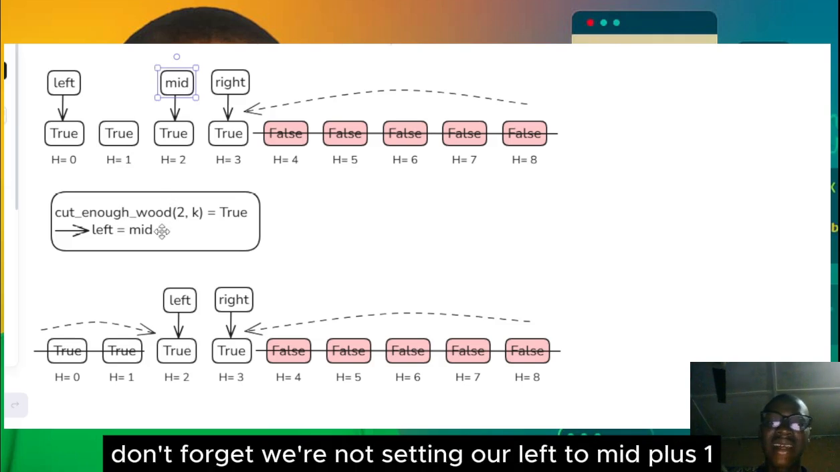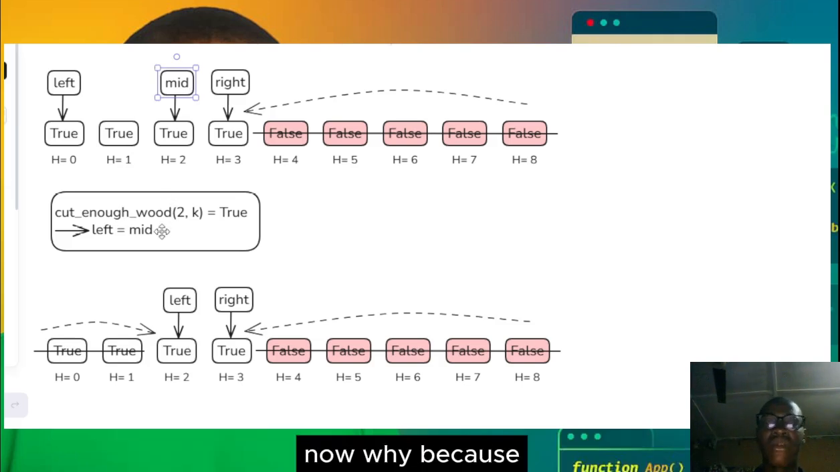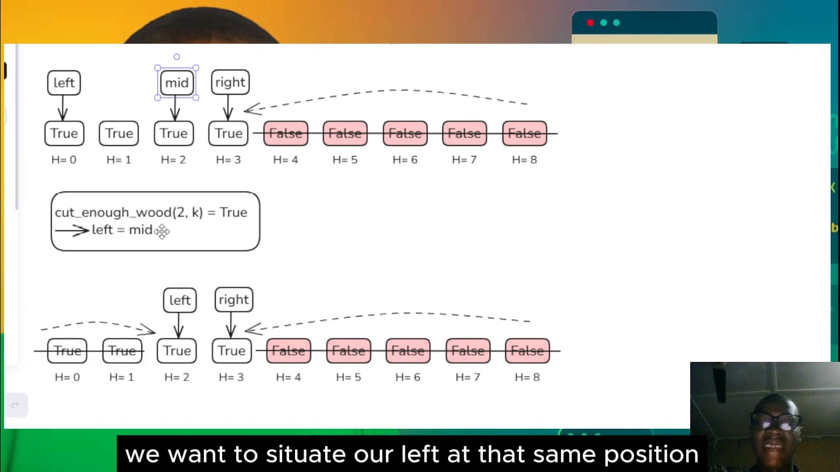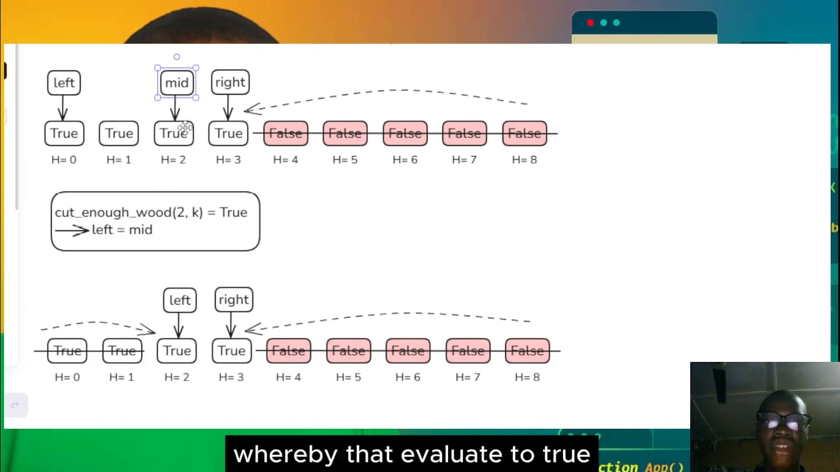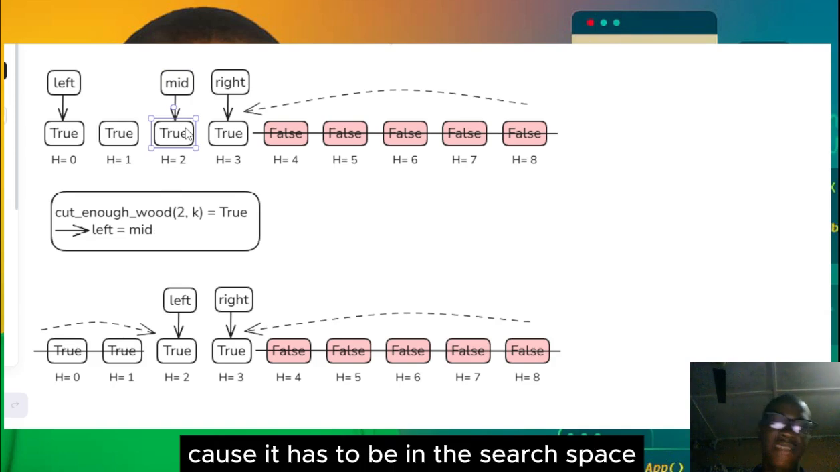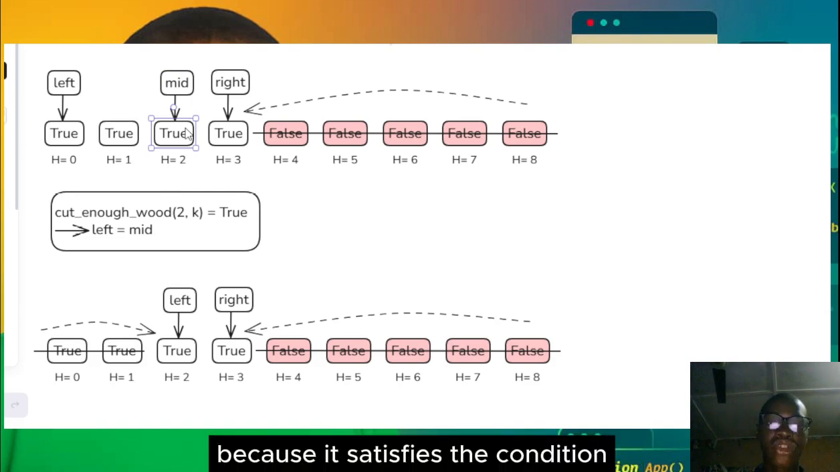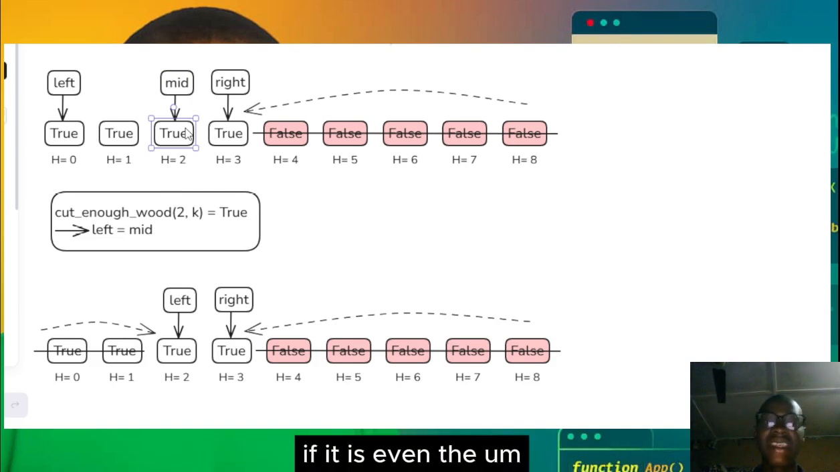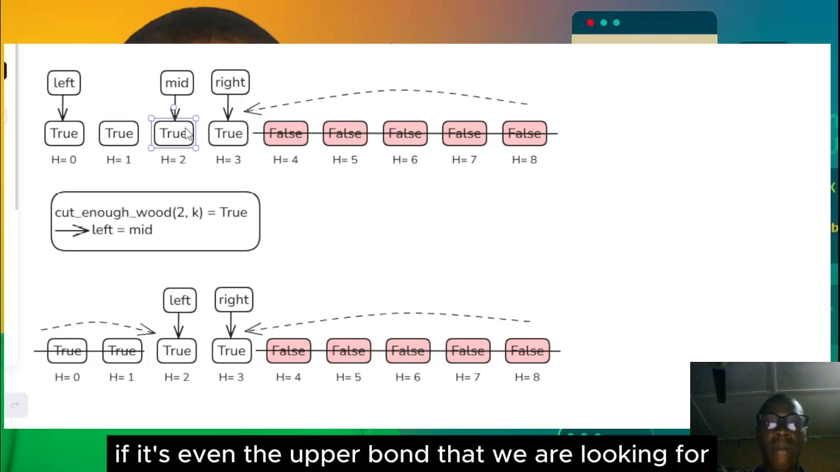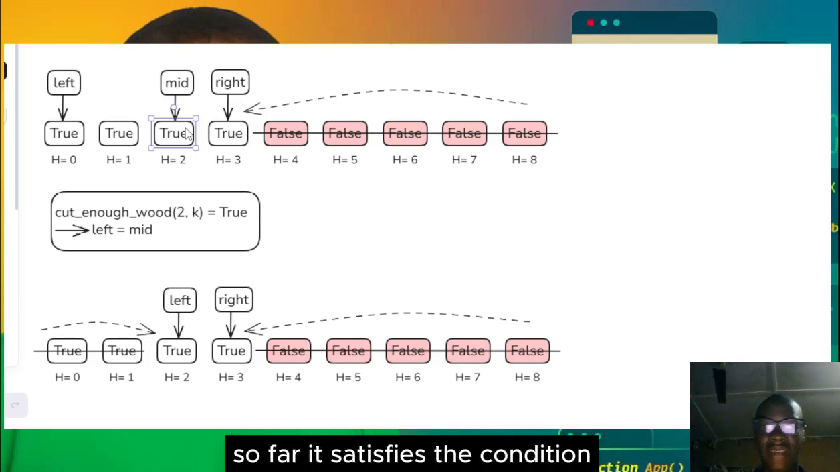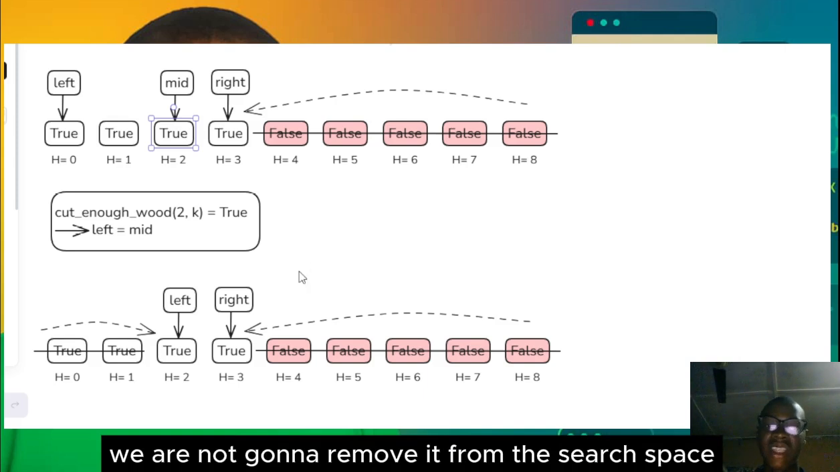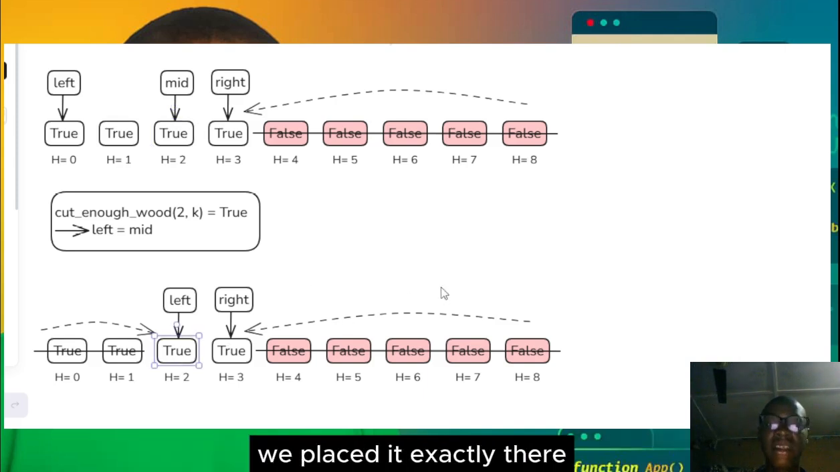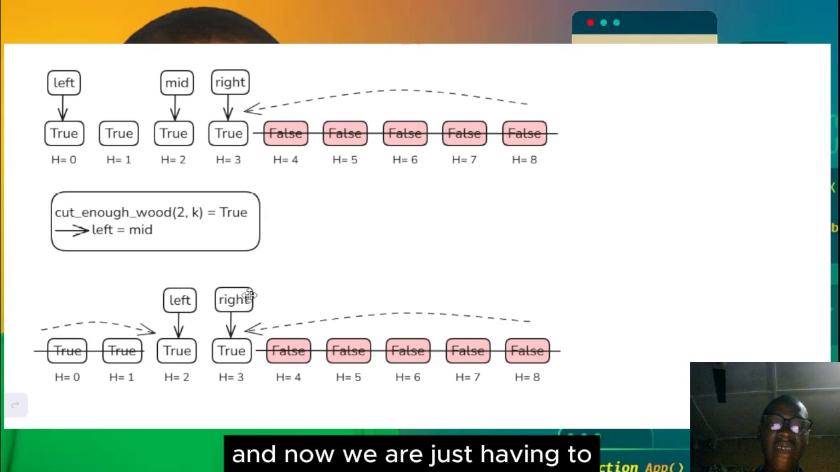Don't forget, we are not setting our left to mid plus 1 now. Why? Because we want to situate our left at that same position that evaluates to true, because it has to be in the search space since it satisfies the condition. Who knows if it is even the upper bound that we are looking for. So far it satisfies the condition, so we are not going to remove it from the search space. That's what we did there. We placed it exactly there, and now we are just having 2.